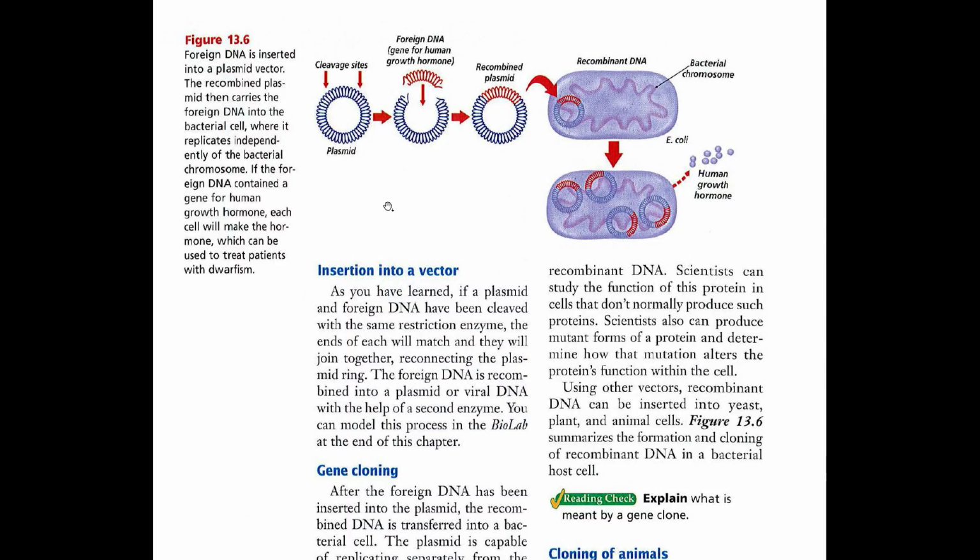Alright, so as we've learned, if a plasmid and foreign DNA have been cleaved with the same restriction enzyme, the ends of each will match and they will join together, reconnecting the plasmid ring. The foreign DNA is recombined into a plasmid or viral DNA with the help of a second enzyme, and we will look at that later. So what that means is there's a second enzyme. The restriction enzyme cuts the stuff, and then there's another enzyme that puts it back together.